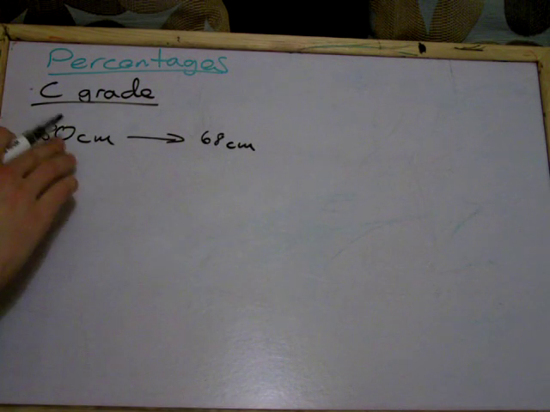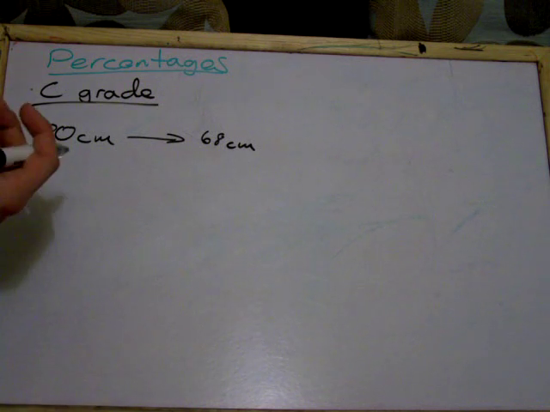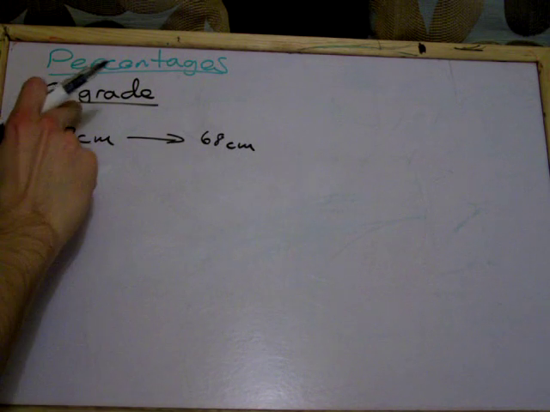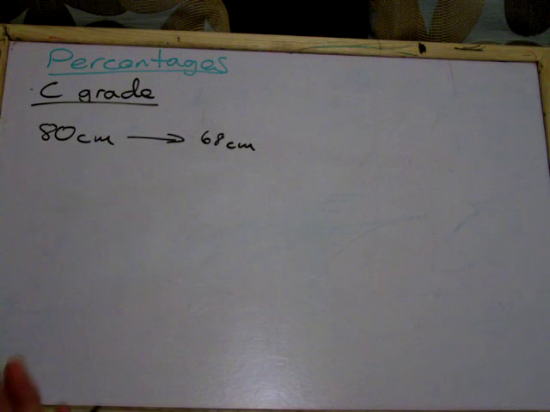Right, so we've got 80 centimetres here. So there's 80 centimetres of a piece of cloth, and after we've used a piece of that cloth, it's now 68 centimetres long. So they're asking what's the percentage increase or decrease. Okay, the first thing to say is a percentage decrease. The thing has decreased in size, so it's a decrease.